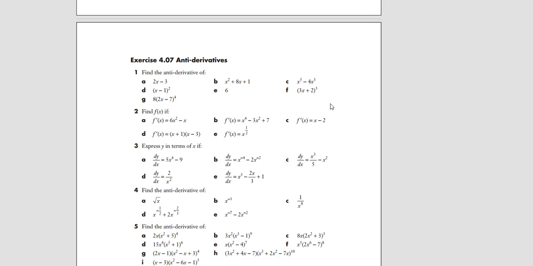So just try it. I even gave you the answer. Try it out, okay? I'm just going to skip to this more complex problem, which is 8 multiplied by (2x minus 7) to the power of 4. So let's go and see how we can solve this problem, okay?